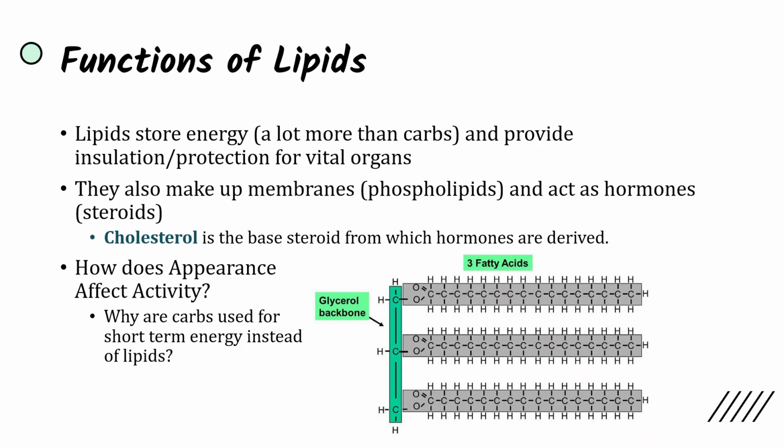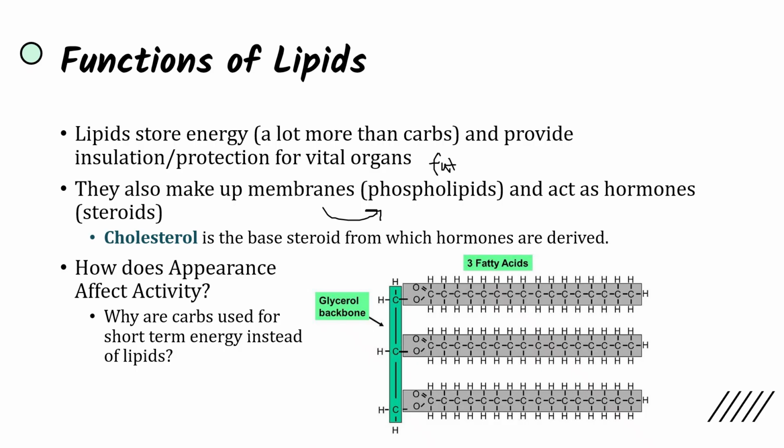So lipids store energy, and we talked about carbohydrates storing short-term energy, but lipids, they store long-term energy. It's a big energy storage. And they also provide insulation and protection for vital organs, fat. And they can also make up membranes, just like we looked at phospholipids, and act as hormones, such as steroids. And cholesterol is the base steroid from which hormones are derived. And remember, these steroids are going to be 4 carbon rings.